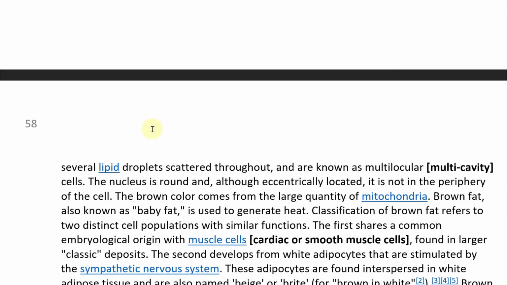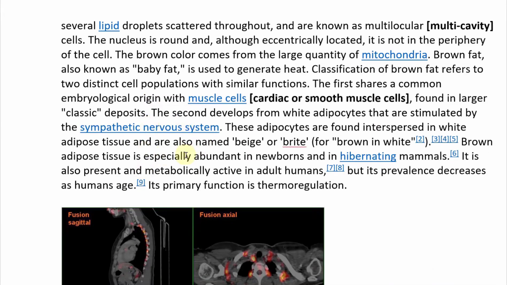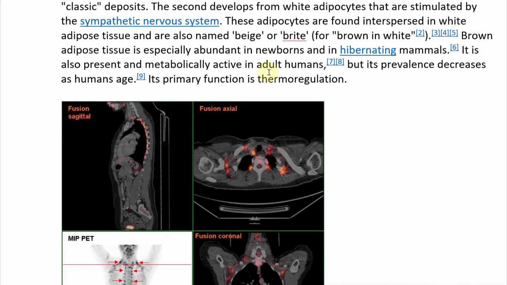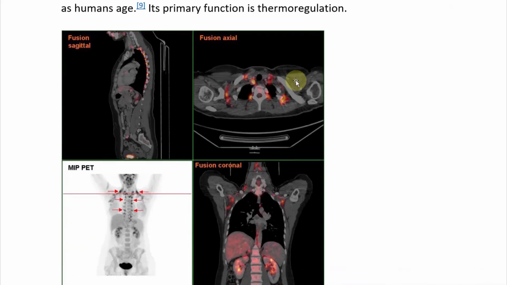I just wanted to put this whole fat topic under this one heading of fats. And this is dealing with subconscious or unconscious actions. These adipocytes are found interspersed in white adipose tissue and are also named beige or brite, for brown and white. Brown adipose tissue is especially abundant in newborns and in hibernating animals. It is also present and metabolically active in adult humans, but its prevalence decreases as humans age. Its primary function is thermoregulation, or just regulating heat.